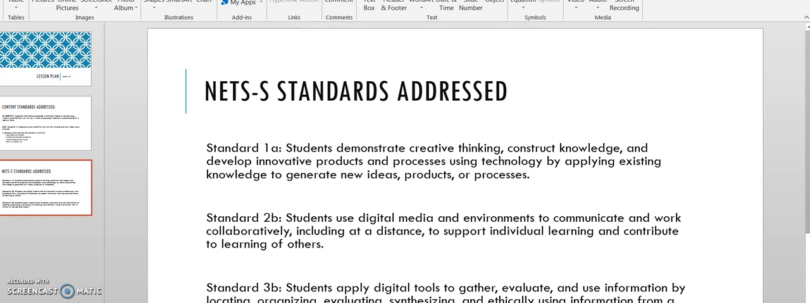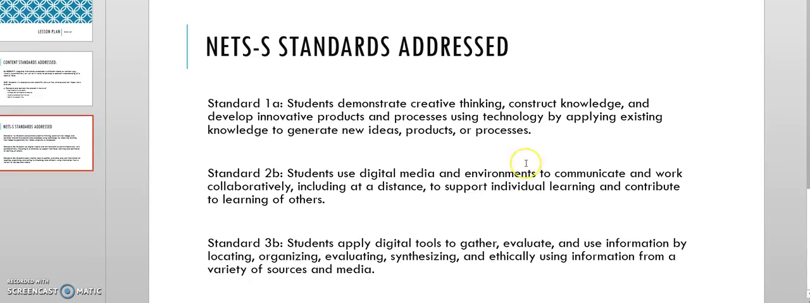Here are the NETS student standards that were addressed. You can see these here. Standard 1A is that students demonstrate creative thinking, construct knowledge, and develop innovative products and processes using technology by applying existing knowledge to generate new ideas, products, or processes. Standard 2B is that students will use digital media and environments to communicate and work collaboratively, including at a distance, to support individual learning and contribute to learning of others. And then Standard 3B, students apply digital tools to gather, evaluate, and use information by locating, organizing, evaluating, synthesizing, and ethically using information from a variety of sources and media.